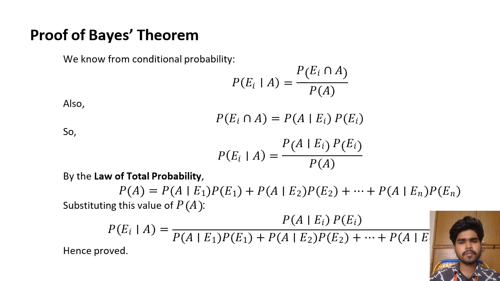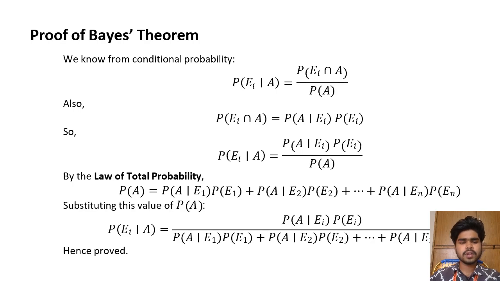So, proof of Bayes theorem. We know from conditional probability P(Ei|A) equals P(Ei intersection A) by P(A). Also, P(Ei intersection A) equals P(A|Ei) into P(Ei). So P(Ei|A) equals P(A|Ei) into P(Ei) by P(A).